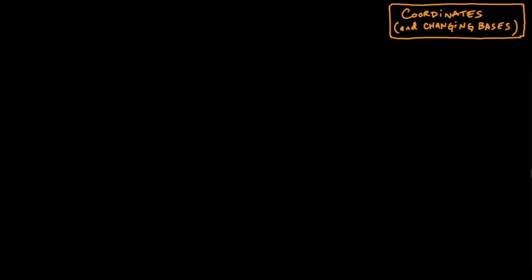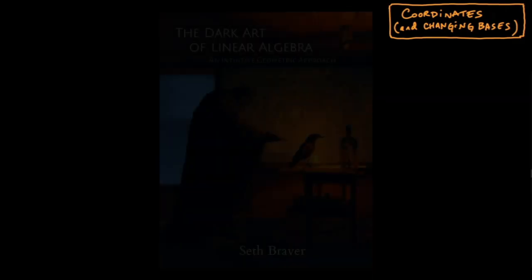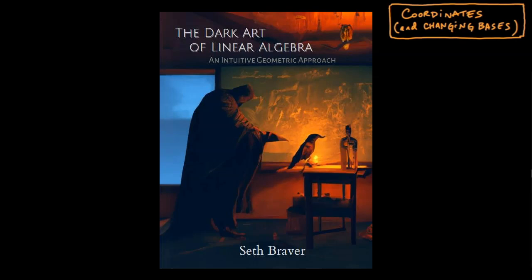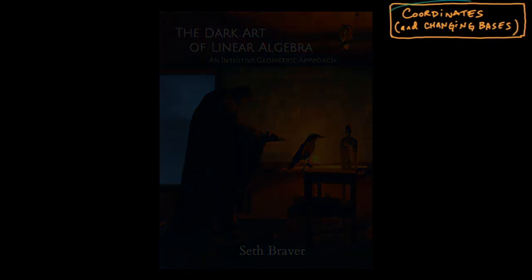Well, will you look at that? We are already in chapter 6 of the dark art of linear algebra. This chapter is all about changing bases, and to make sense of that general topic, we need to begin by discussing the very simple idea of coordinates.